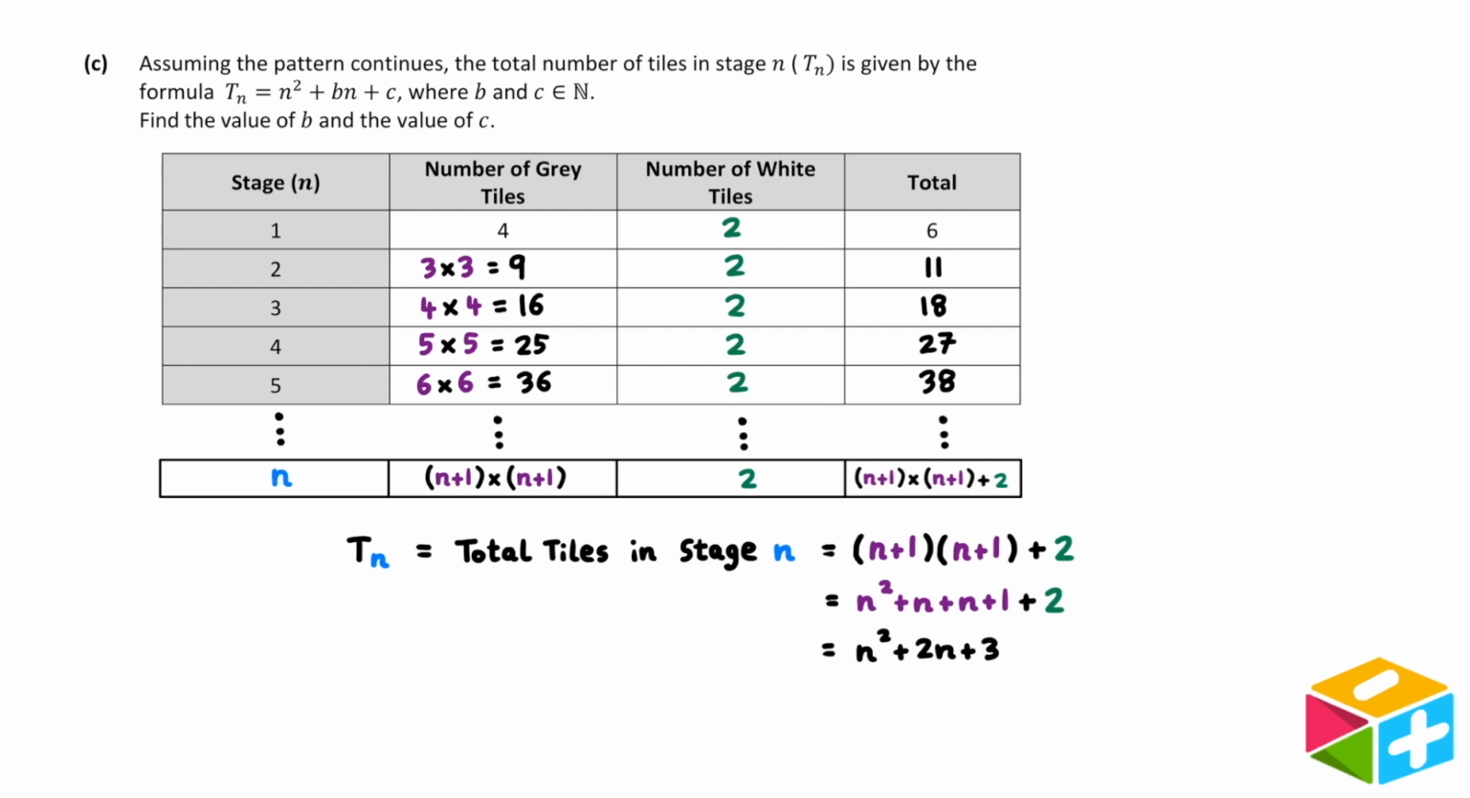Now, our expression matches the target of n squared plus bn plus c. b is the number in front of the n, so here b is equal to 2. C is the number by itself, and here c is equal to 3.